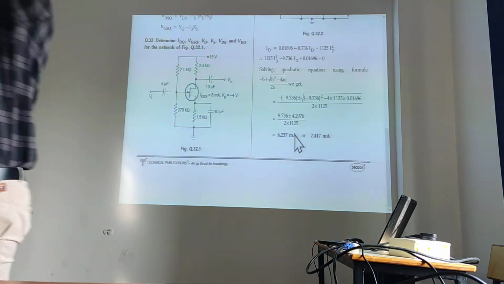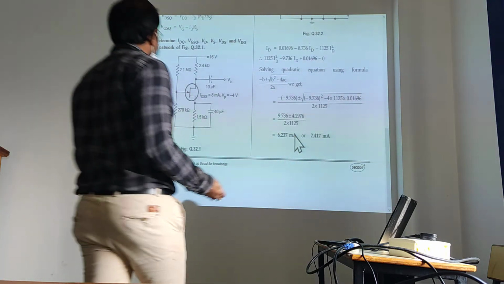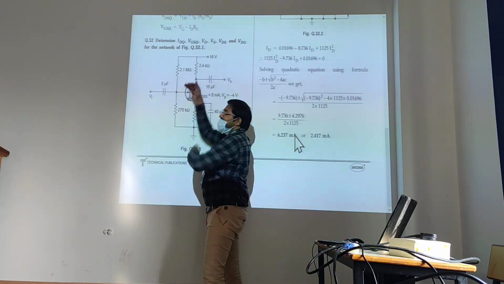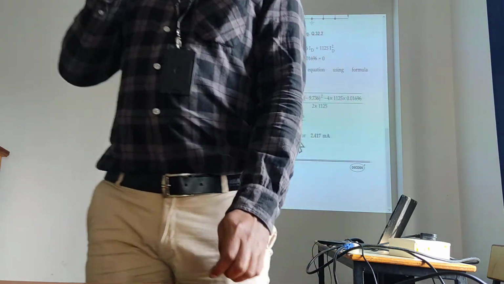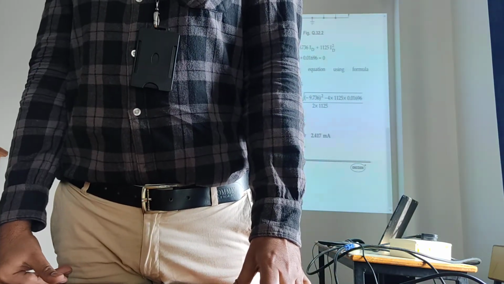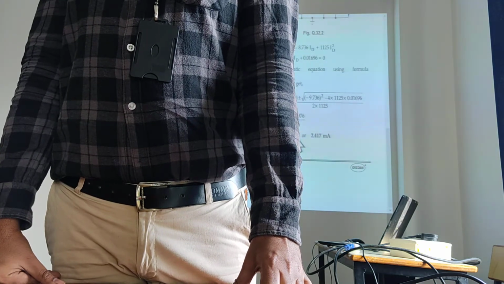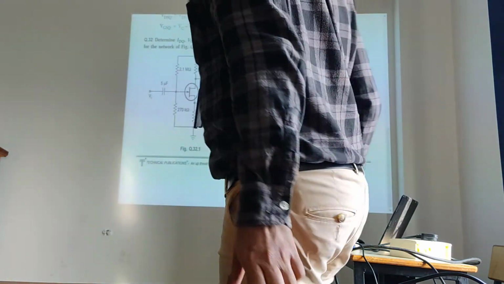Next, what we do? Each value of ID we will substitute in the formula of VDS. Here we are giving positive supply, so VDS cannot be negative. One case we will get VDS as negative. That is not the correct ID. So what we did next?